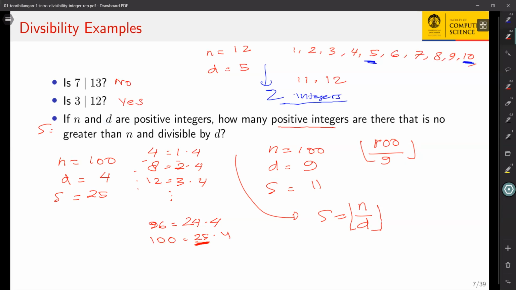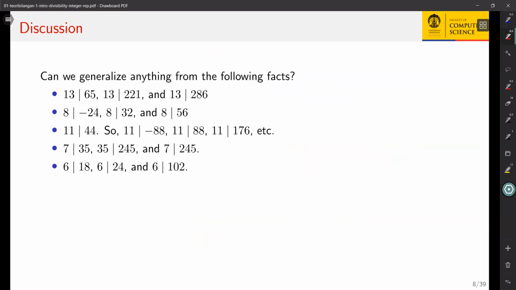So we understand divisibility. What are the things we could get from divisibility? What are the properties of divisibility? Let's have a look at these examples. For example, we know that 13 divides 65 and 13 divides 221. 13 times 17 is 221, right? Yes, correct. And then from these two, we understand that 13 divides 286.